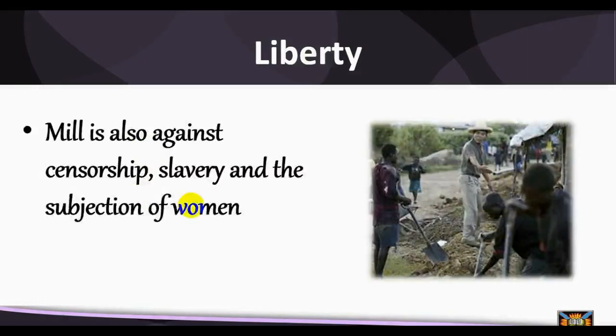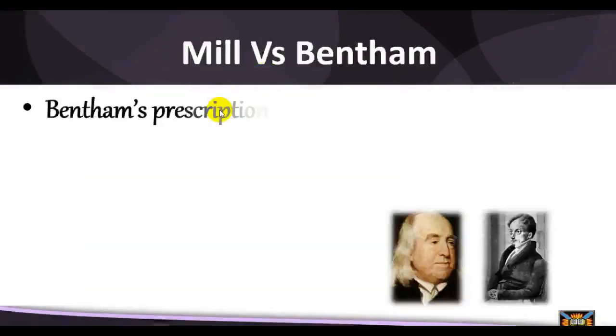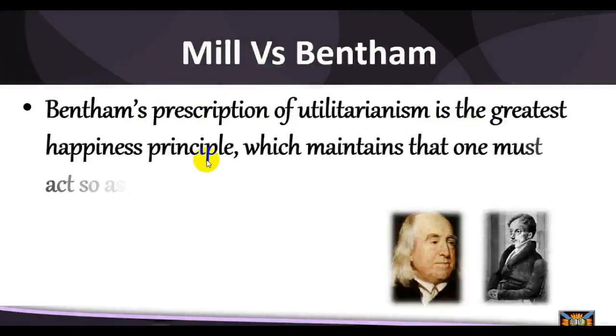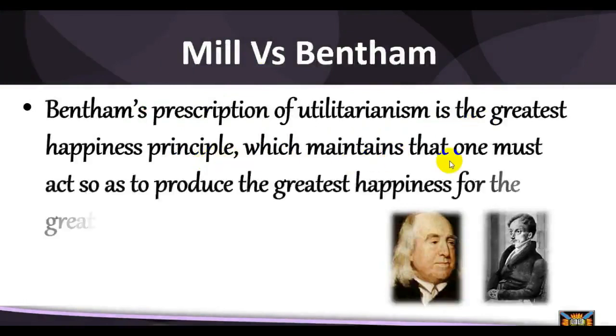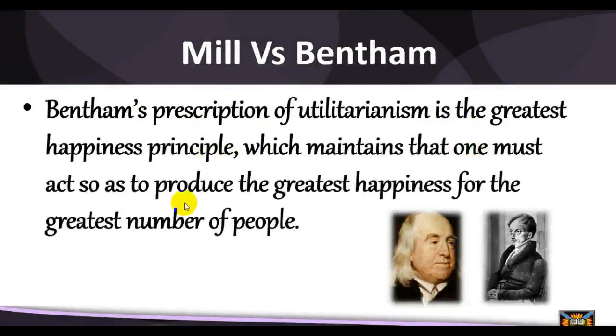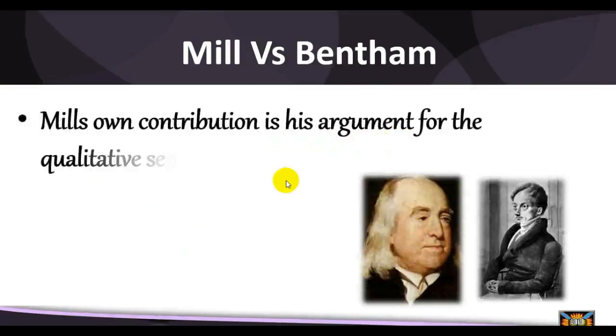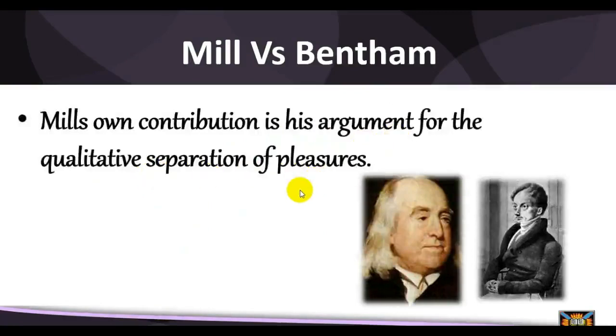Mill versus Bentham. Bentham's prescription of utilitarianism is the greatest happiness principle, which maintains that one must act so as to produce the greatest happiness for the greatest number of people. Mill's own contribution is his argument for the qualitative separation of pleasures.